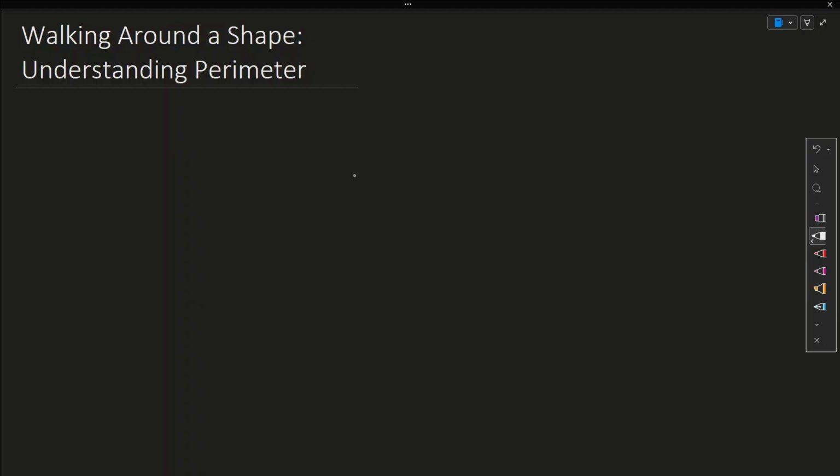Welcome. In this lesson, we're going to explore two very important measurement ideas, perimeter and area. These ideas show up throughout elementary school, and they're also ideas that students often confuse. So in this lesson, we are going to slow down, build meaning, and make sure we really understand what each of these means. Let's begin with perimeter.